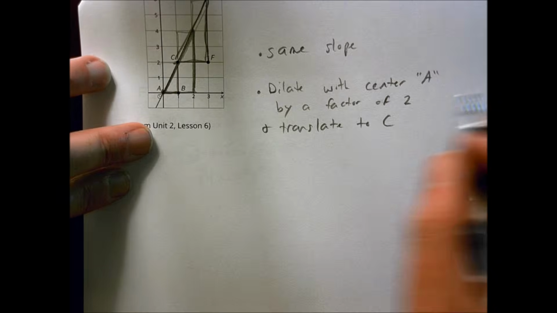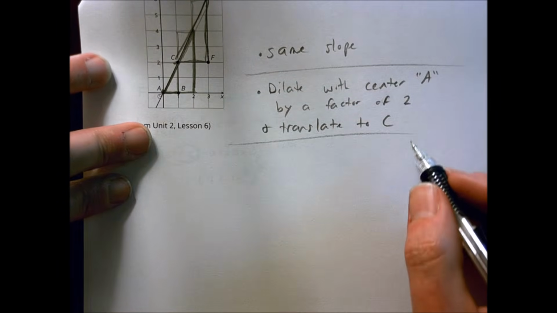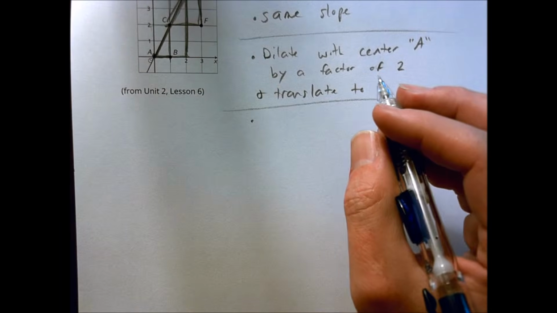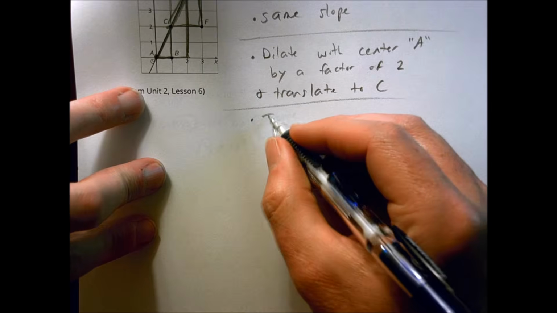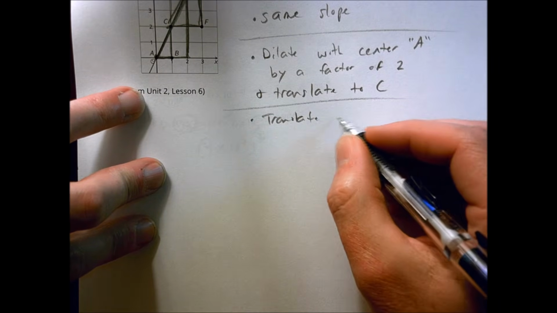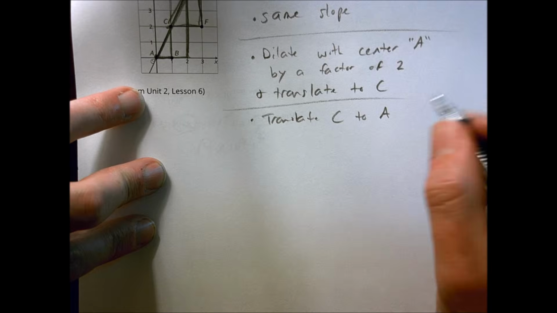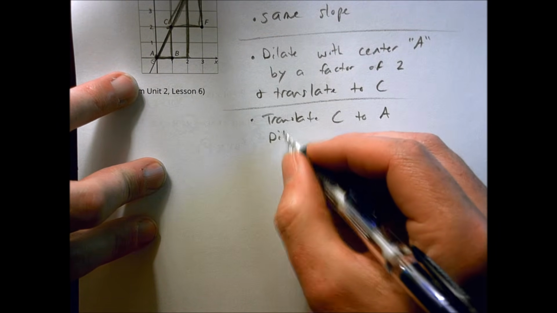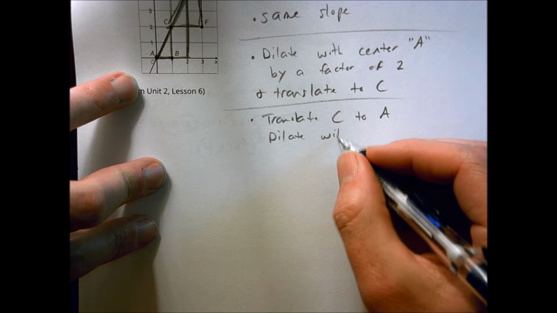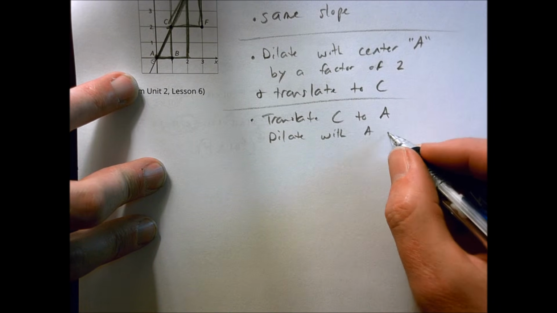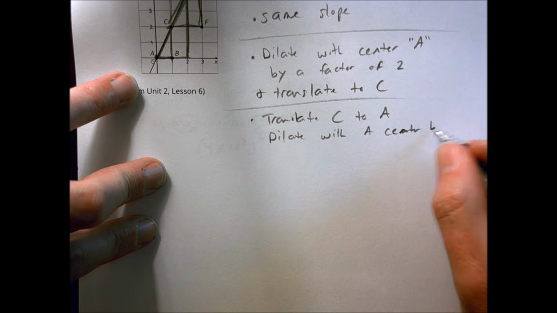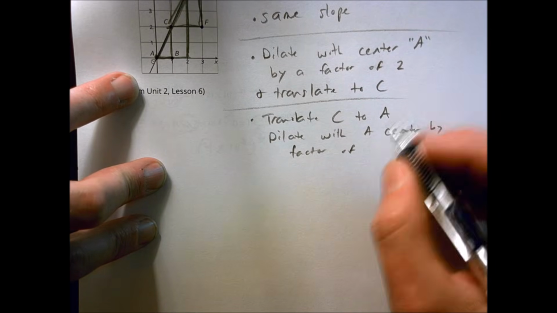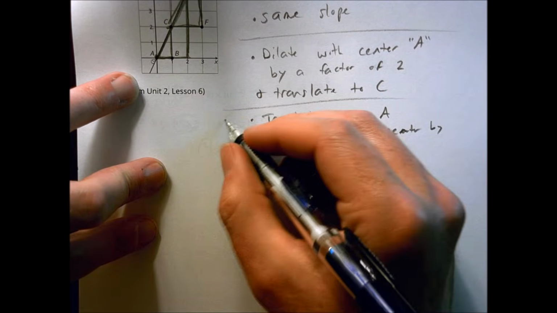I could also do this. I could also go the other way. I could translate first. I can translate C to A, right? Put that to that, and then I can dilate with, in this case here, a center by a factor of, if that was 2 and it gets bigger, go the other way, we go 1/2. So I could do either one of those, and that's going to work just fine.